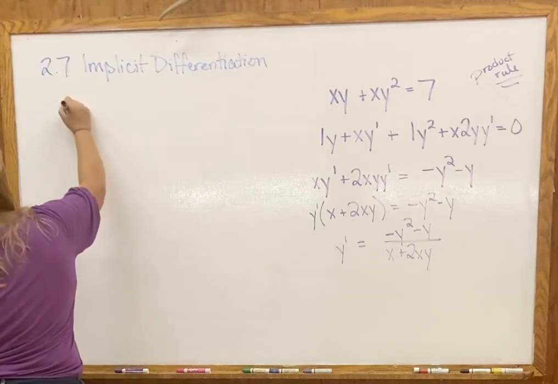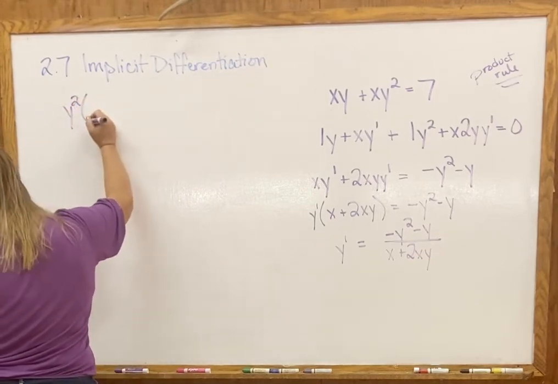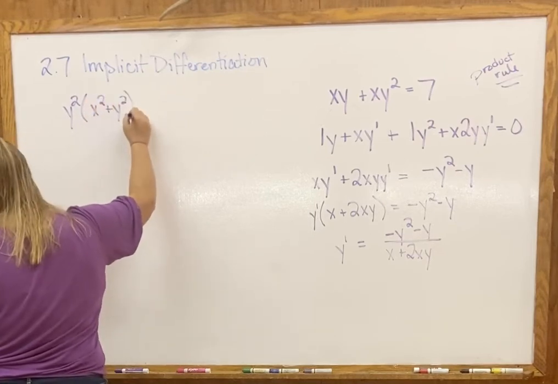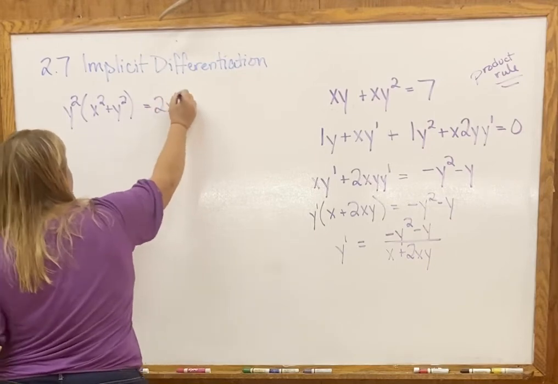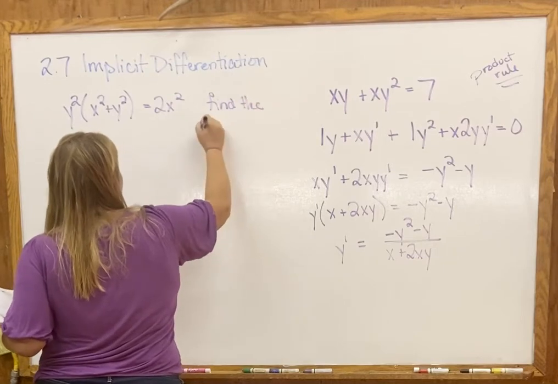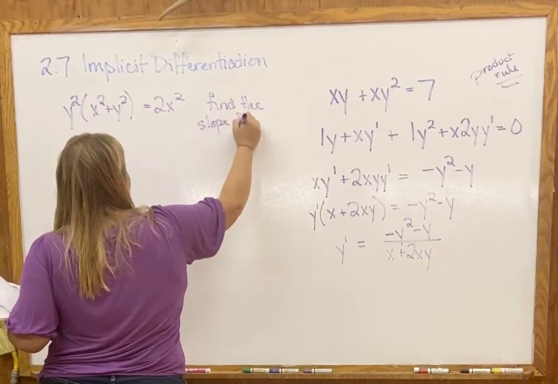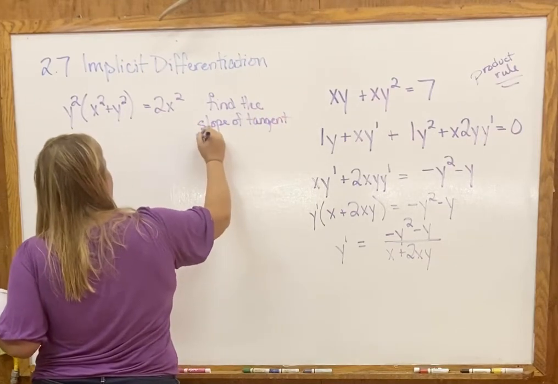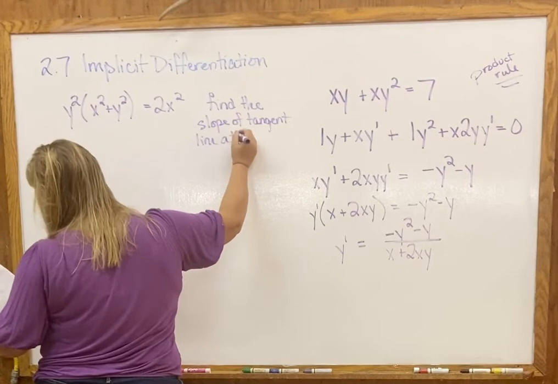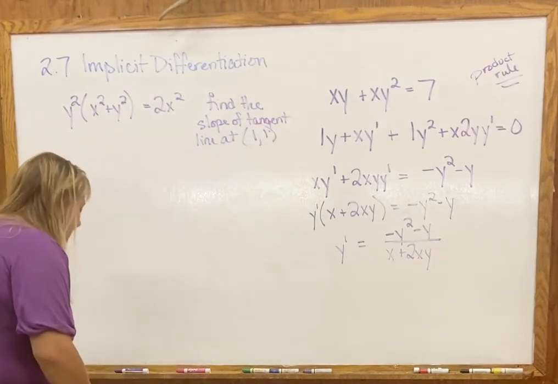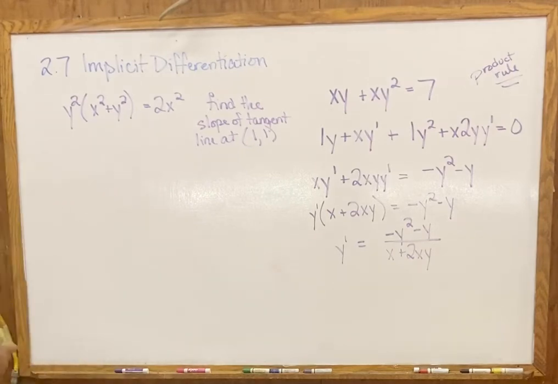Okay, so let's go y squared times x squared plus y squared equals 2x squared, and they're going to ask us to find the slope of the tangent line at, what point did they give us? Oh, at least the point is nice, 1, 1. Okay, so at least that, making life easy there. Okay, but definitely the ugliest one we've seen so far.